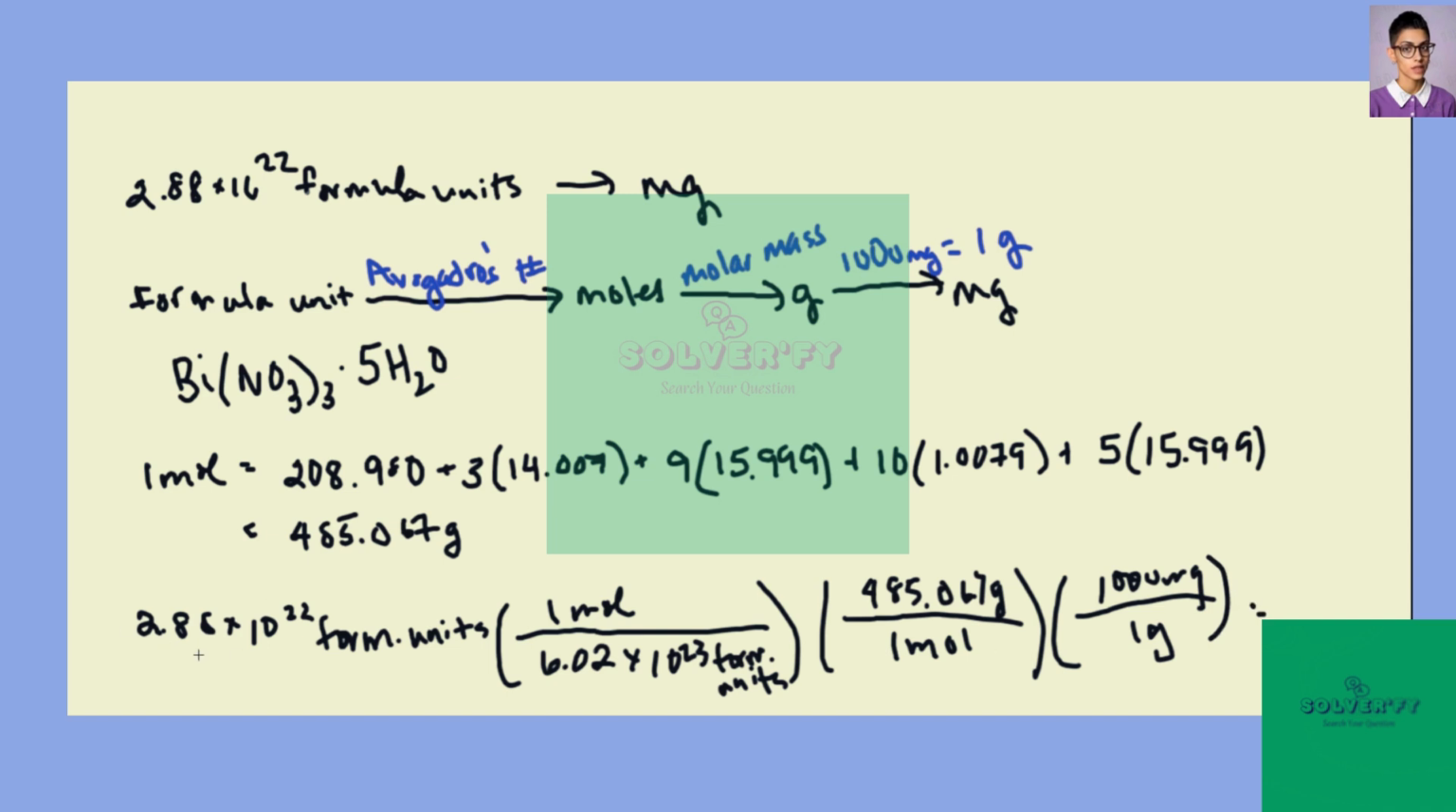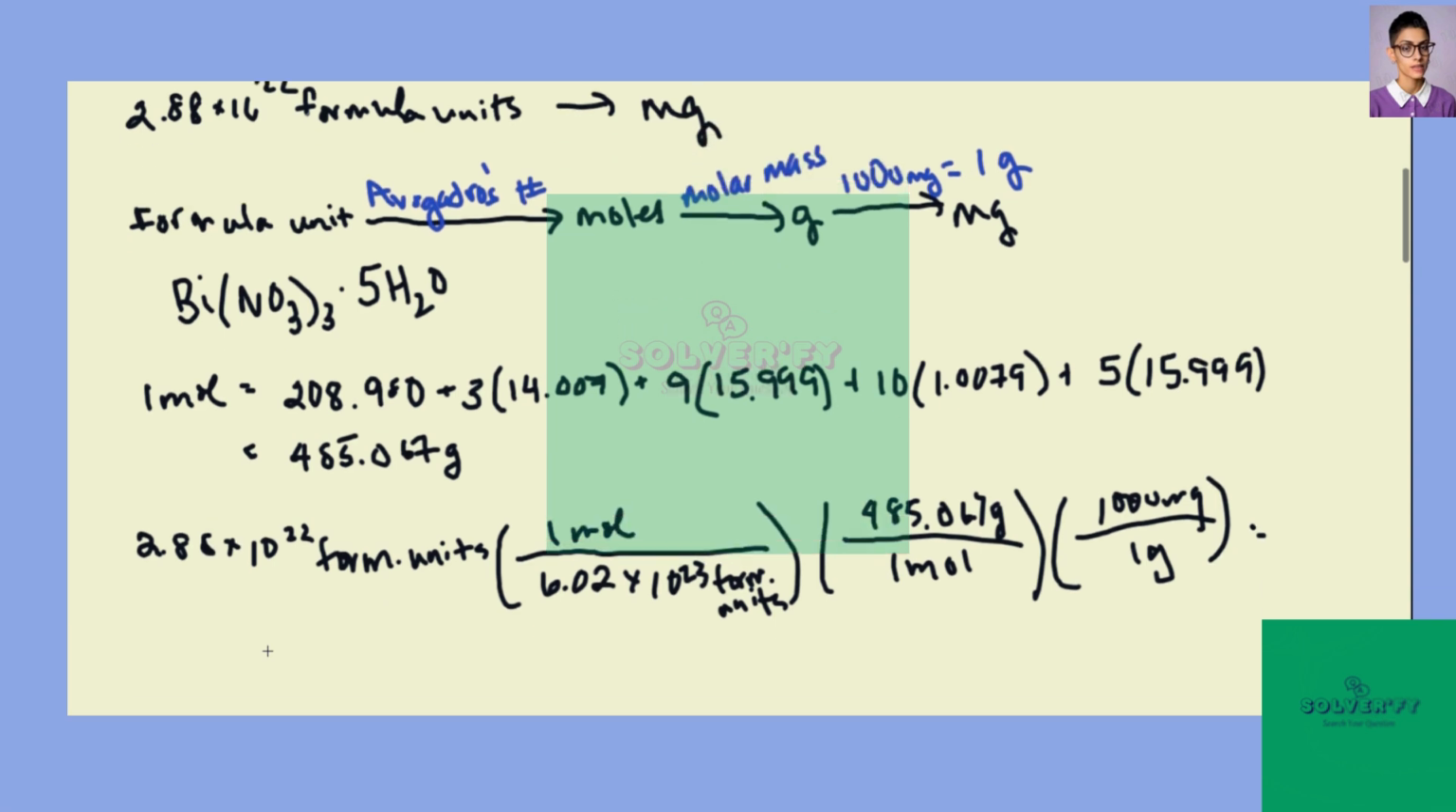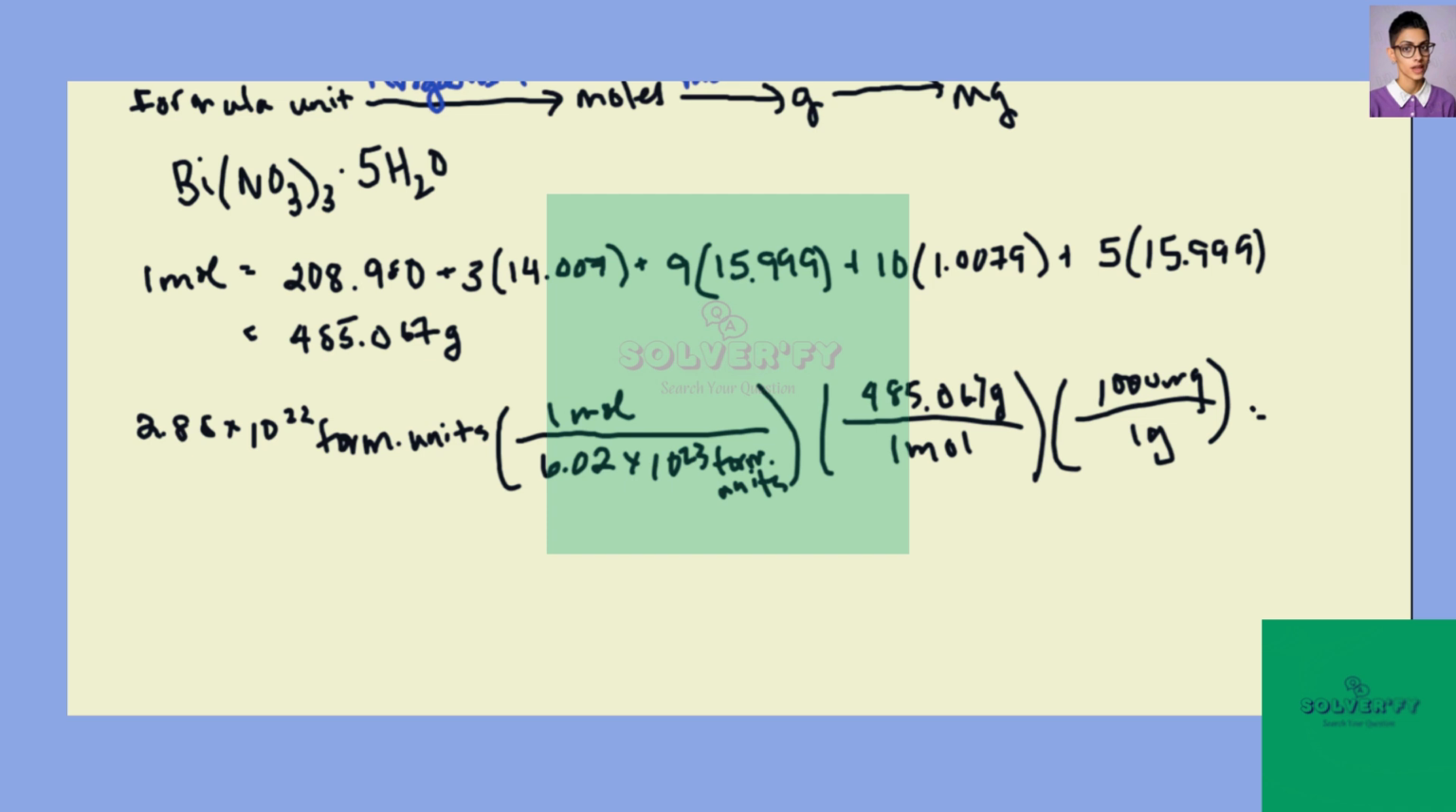So multiplying 2.88 times 10 to the 22nd times 485.067 times 1,000 divided by 6.02 times 10 to the 23rd leaves us at 2.32 times 10 to the 5th milligrams.